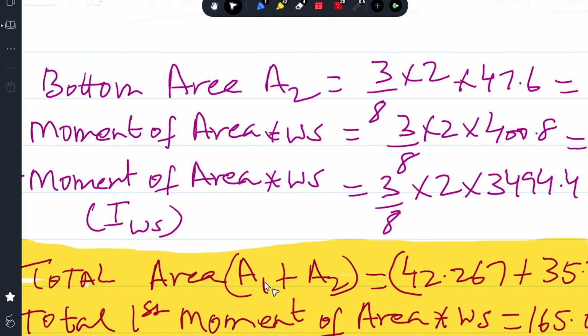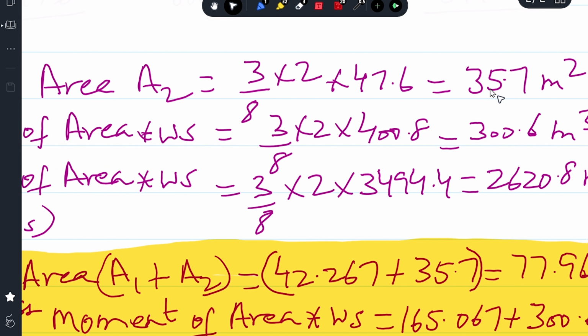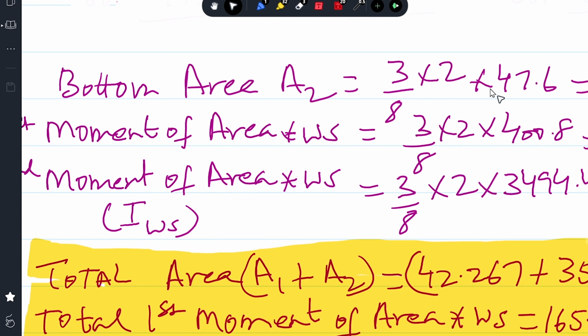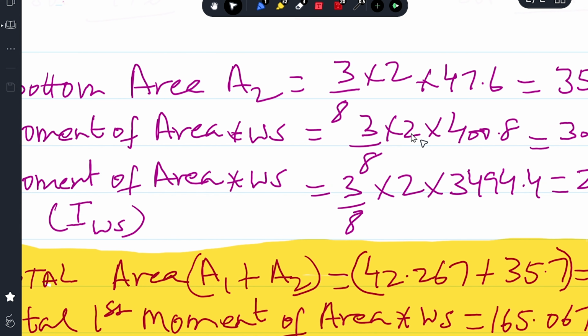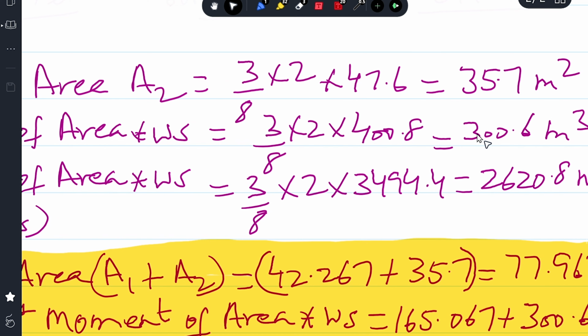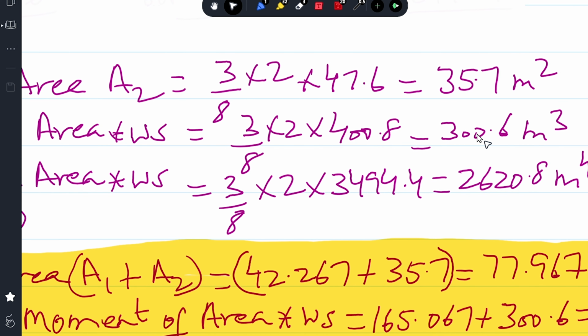So in the same way, now we calculate with Simpson's rule number 2, which is 3h by 8. h is 2 meters. 3 by 8 is the coefficient for Simpson's rule number 2. So 3 by 8 into 2 and the area sum of the products is 47.6. So for the bottom area I get 35.7 square meters. And the first moment of area about the water surface, same 3h by 8, so 3 by 8 into 2 into the sum of the products, which is 400.8 for the first moment of area. And we get the first moment of area 300.6 meter cube.